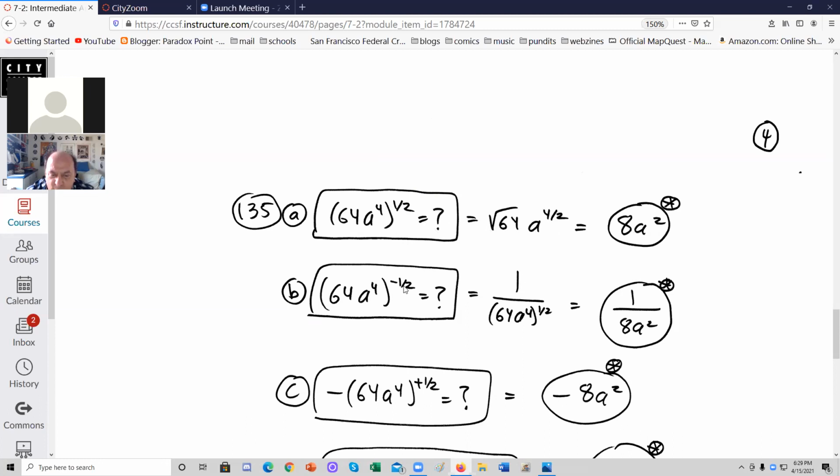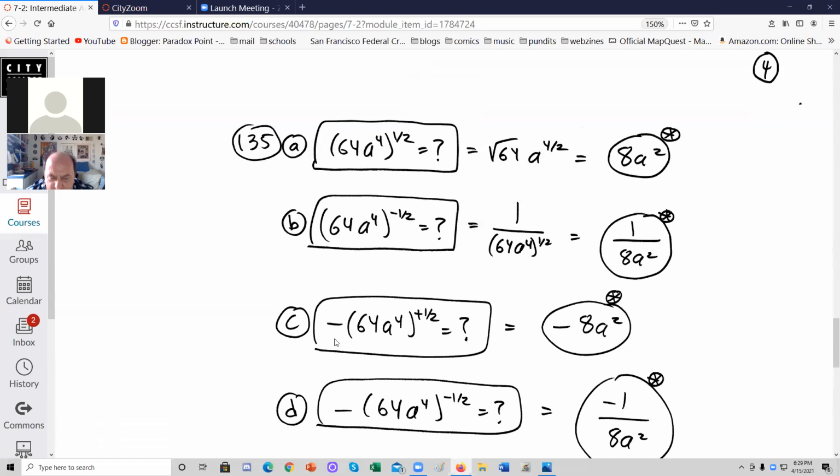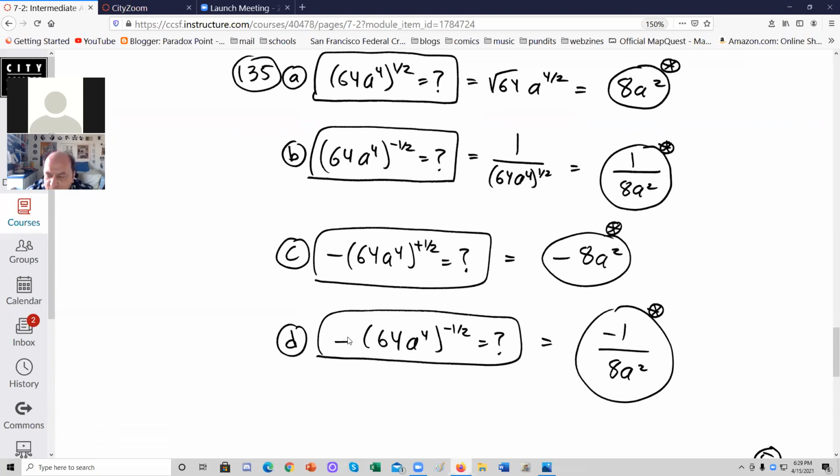64 a to the 4th, to the minus half. Well, a negative power means you take a reciprocal. 1 over 64 a to the 4th to the half. We already have that defined here, so this comes out to be 1 over 8a squared. Negative of 64 a to the 4th to the half. Well, it'll be the opposite of this one, so it'll be minus 8a squared. Here is negative of 64 a to the 4th to the negative half. Well, it'll be the opposite of 64 a to the 4th to the negative half, so it'll be the opposite of this, namely negative 1 over 8a squared.